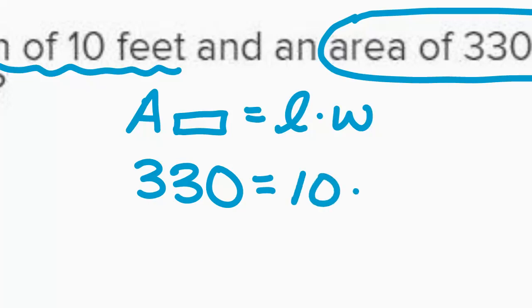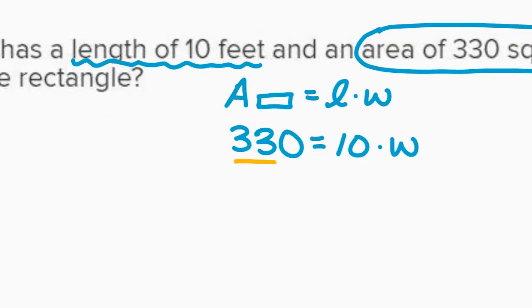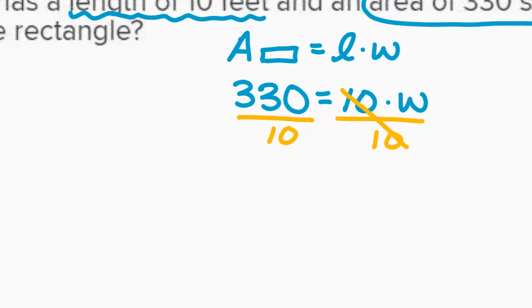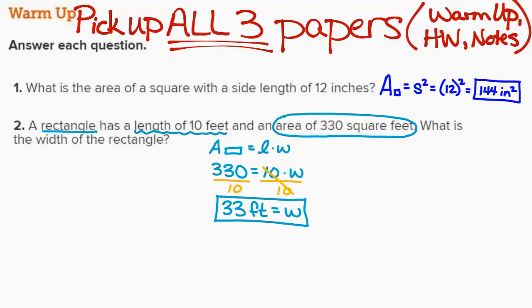10 times W. So now what do I need to do to isolate the W? Divide both sides by 10, yes. And what is 330 divided by 10? 33. Should we put units with that? Feet. So 33 feet is equal to the width. Very, very nice work.